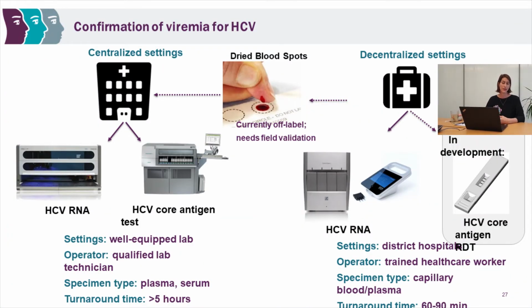In centralized settings, you can use the HCV core antigen and the HCV RNA test. So these again are large platforms wherein you need a well-equipped lab, a qualified lab technician, and the specimen type is plasma or serum. The turnaround time can be around 5 hours. With these large machines, normally, not in all cases, but normally you have to do batch testing. Again, that means collecting a large number of samples, waiting until you have a full plate, as they call it, running the machine after it's full.